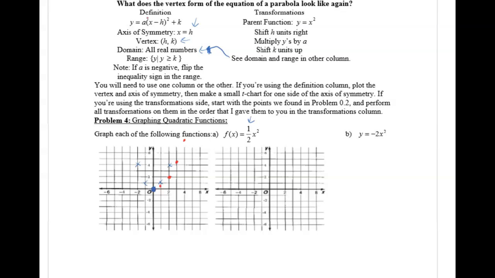And I do the same thing on the other side. My y values are the same on the other side of my axis as they are here. So I can just reflect those across, and I can go ahead and graph this mess.